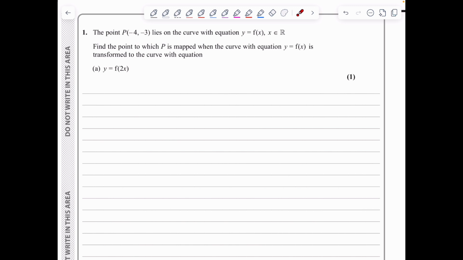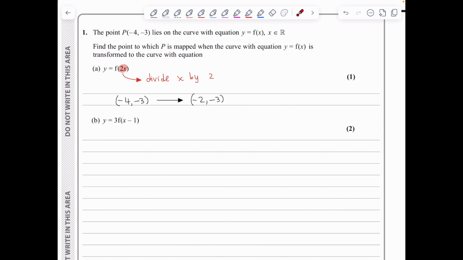In question 1, we've got the point P with coordinates -4, -3, and we need to determine where this will be mapped under the transformation of y is f of 2x. Well, we know that the 2x means that we divide x by 2, and therefore the point -4, -3 will be mapped to -2, -3.